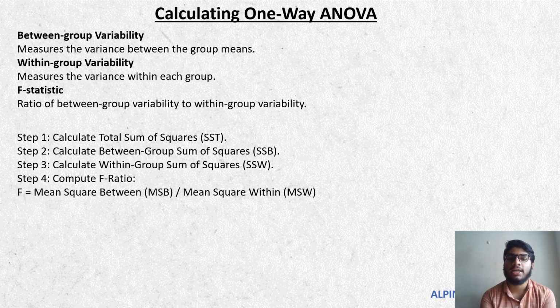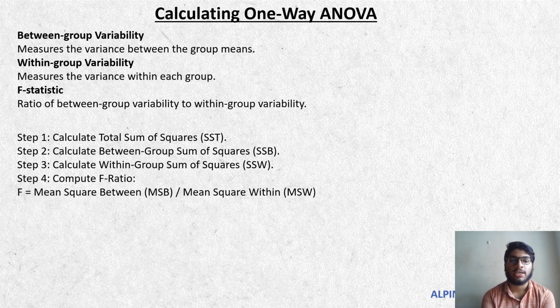Next, calculating one-way ANOVA. Between-group variability measures the variance between the group means. Within-group variability measures the variance within each group. The F statistic is the ratio of between-group variability to within-group variability.